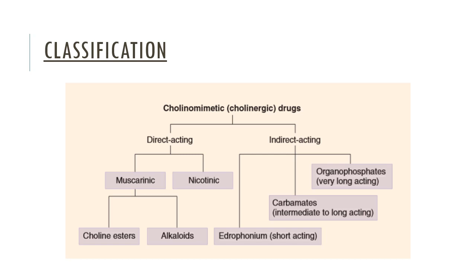Indirect acting means you inhibit the enzyme acetylcholinesterase, which metabolizes acetylcholine, so the effect will be there. Well-known drugs will be taught later on. These are the carbamates, intermediate to long-acting carbamates. Physostigmine is one example, physostigmine, neostigmine, like that. Another example of indirectly acting is edrophonium, rapid to act. And another example, the long-acting drugs, these are different classifications. Very long-acting organophosphates; you might have heard about poisoning by organophosphorus compounds.